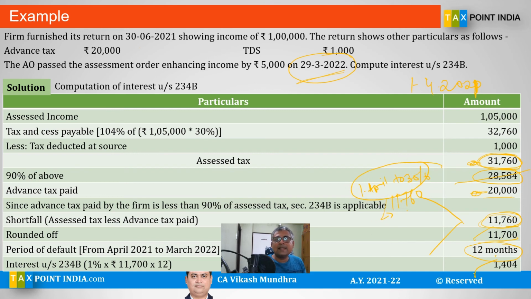on 11,760, and afterward you paid say 10,000 at the time of filing return of income. The shortfall is 1,760. On this, for the remaining 9 months, you are supposed to pay interest on 1,760 after rounding off. Okay, got it? These are the illustrations.